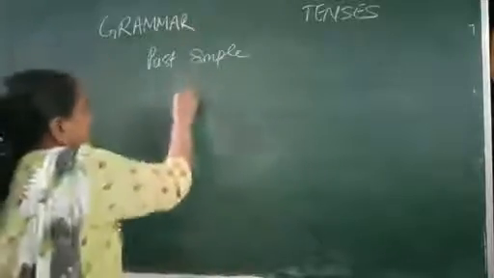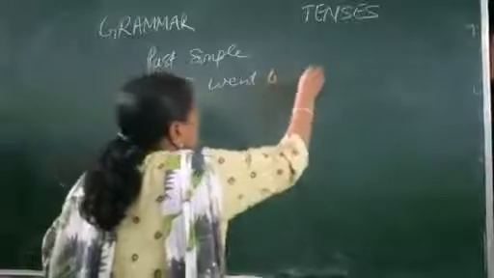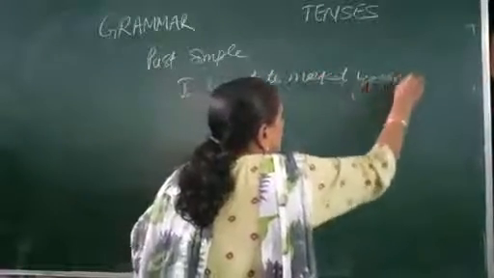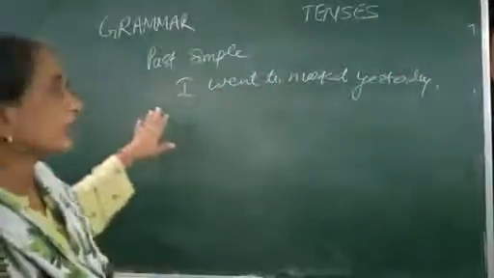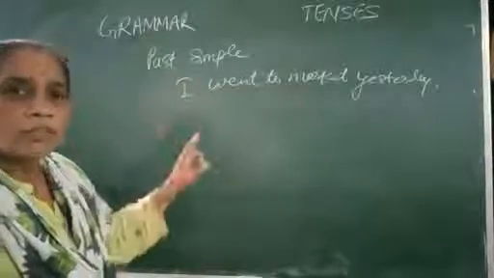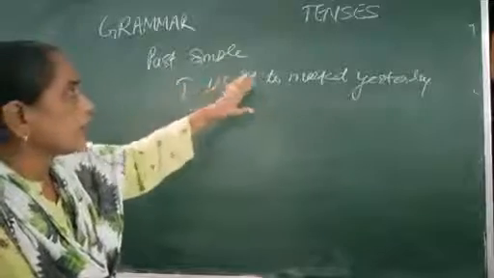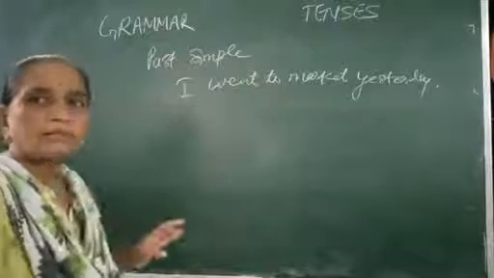Like I went to market yesterday. Okay, I went to the market yesterday. In this sentence, I need to say that the action started and completed. कल गए और कल action complete हो गया. Fine.